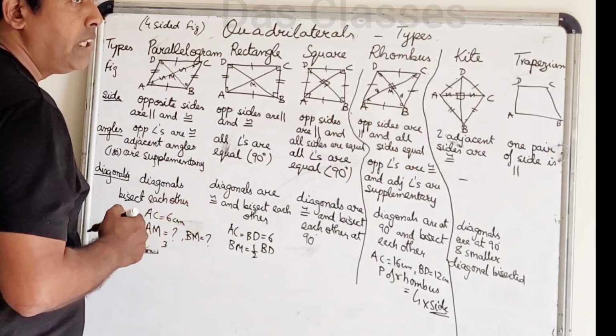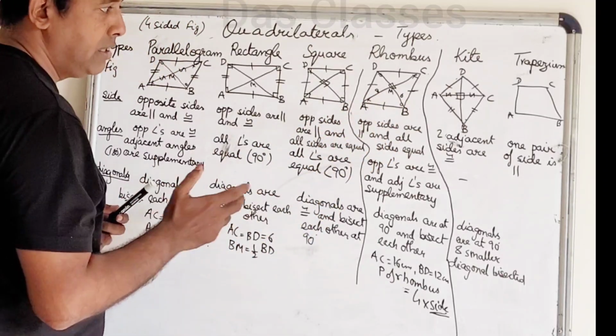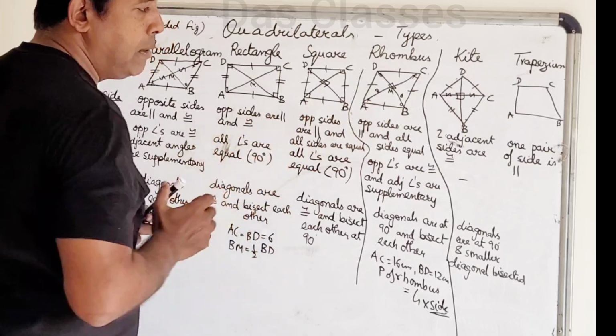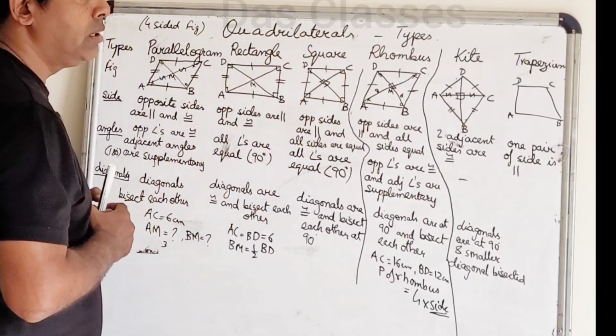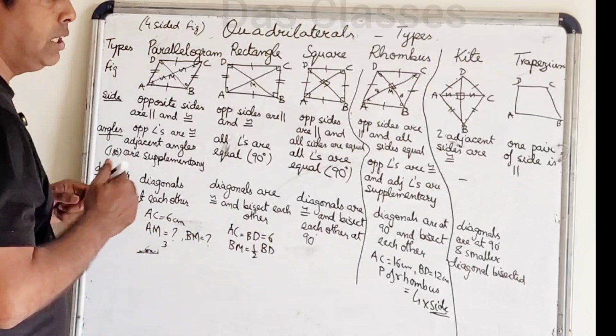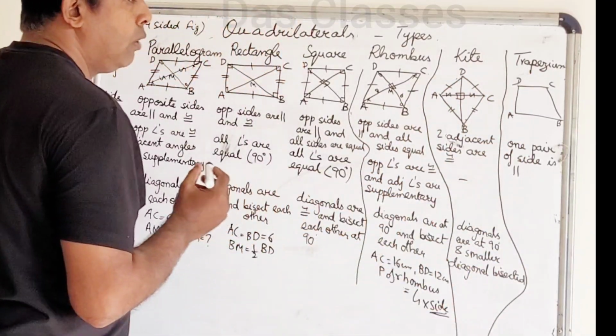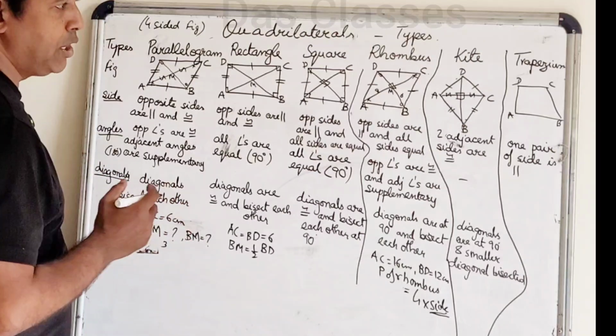Now when I solve it, that is going to be 64 plus 36, that's 100, that is 10. So I'm going to get AB as 10, and then I can calculate the value of the perimeter. 4 into 10, that is going to be 40 centimeter. So that is how the property is used.